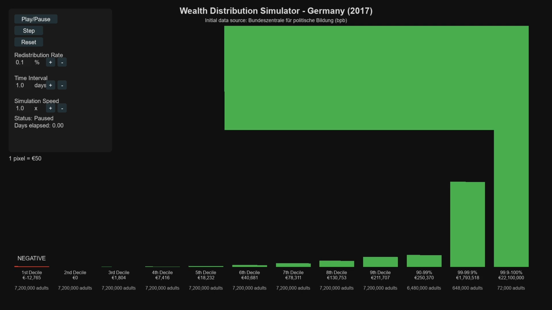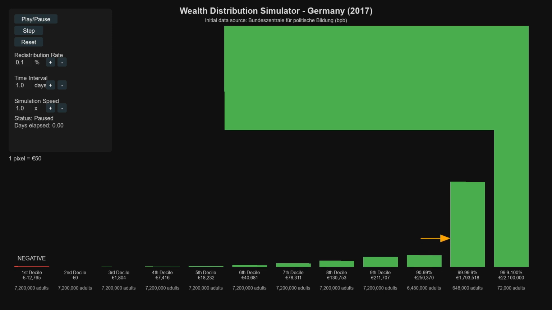Hello everyone, today I want to show you something that visualizes wealth inequality in a way that's both educational and infuriating. This is a wealth distribution simulator based on actual wealth data from Germany in 2017. The population is divided into 9 lower deciles, each representing 10% of adults, plus some smaller groups at the top end. Each bar represents the average wealth per adult in a group.